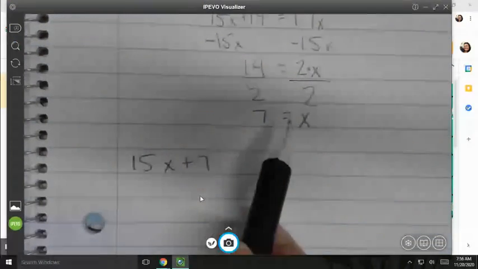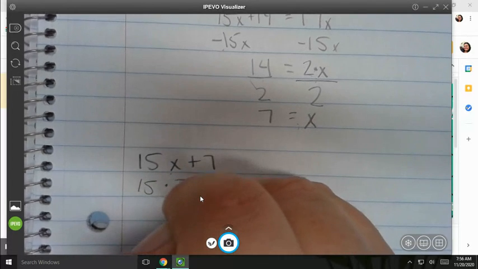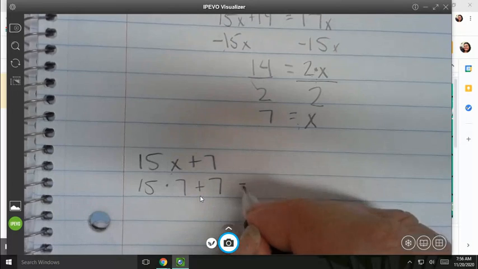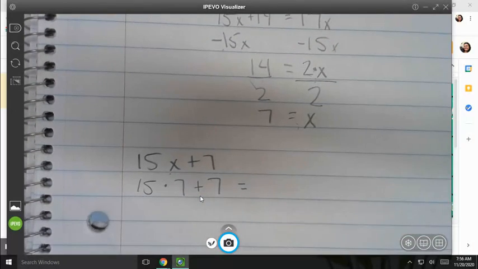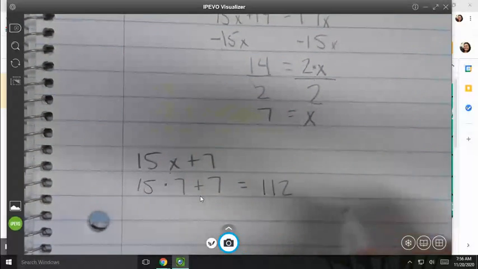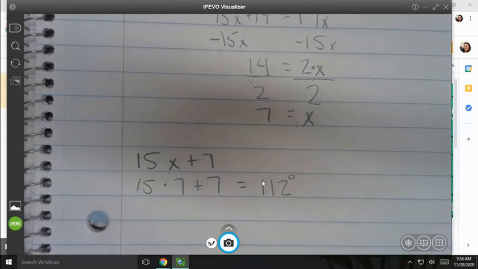We know that this x is really 7. So it's going to be 15 times 7 plus 7. And 15 times 7 plus 7, if we use our handy dandy calculator, gives us 112. So the measure of that angle is 112 degrees.